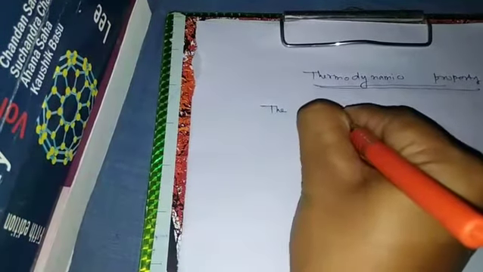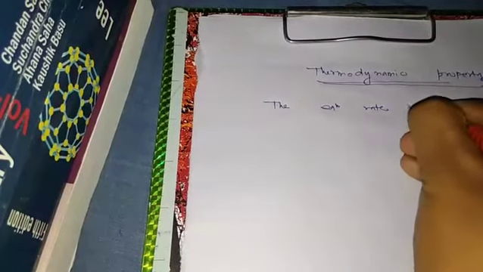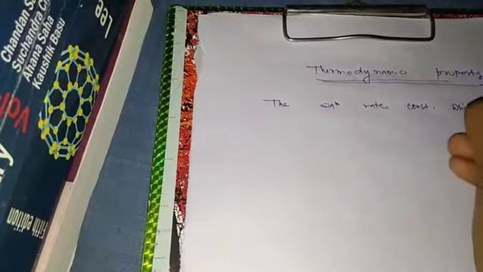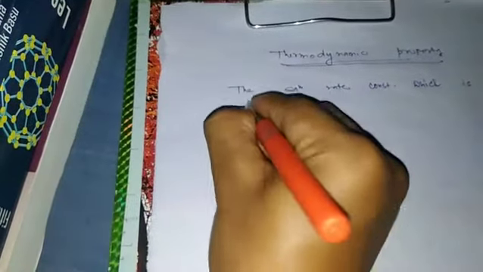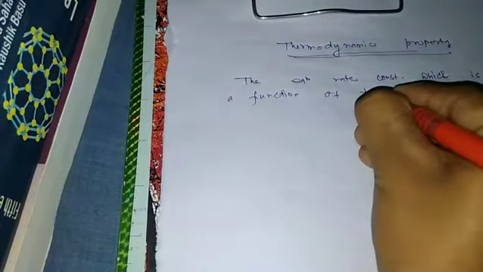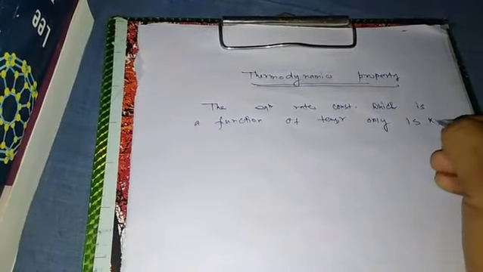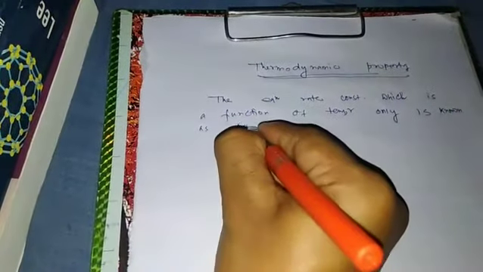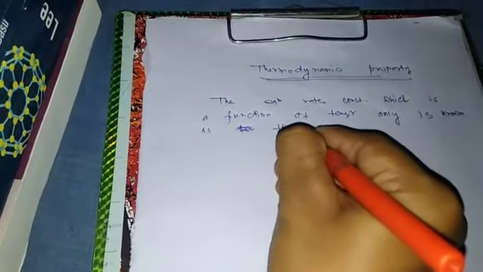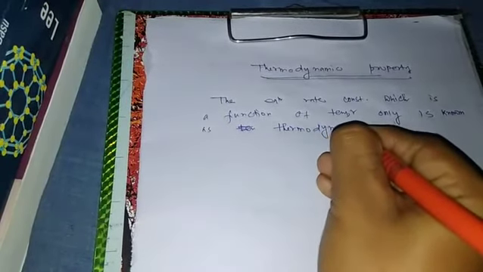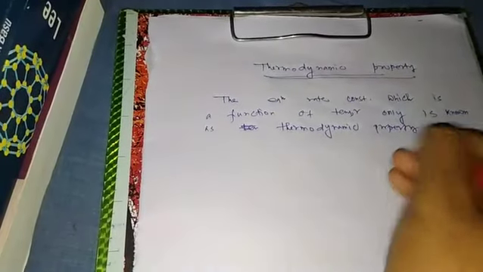which is a function of temperature. The equilibrium rate constant, the equilibrium rate constant, which is a function of temperature only, is known as thermodynamic property.